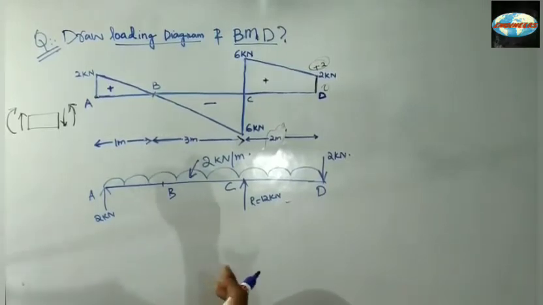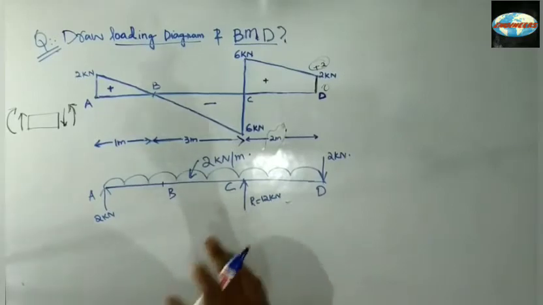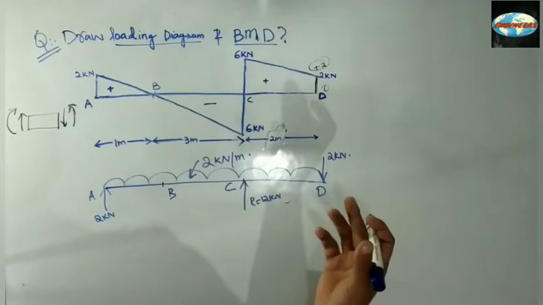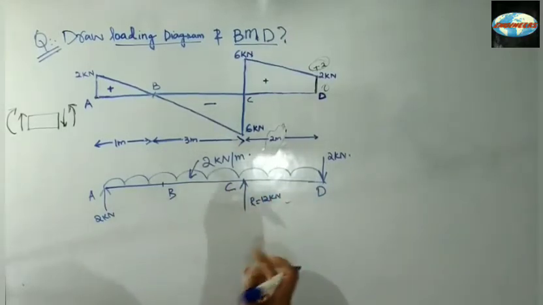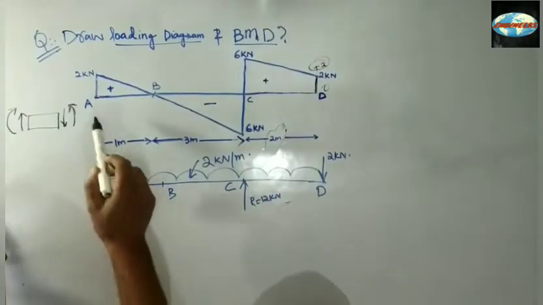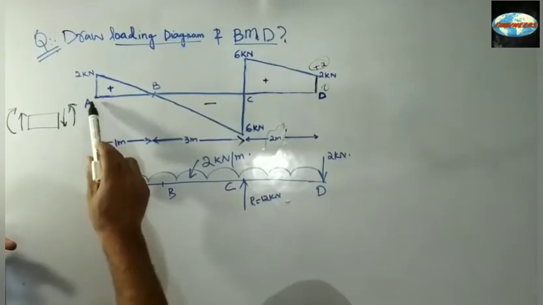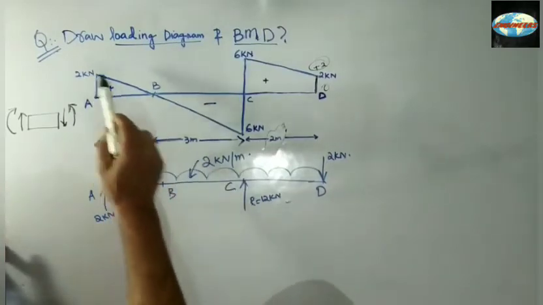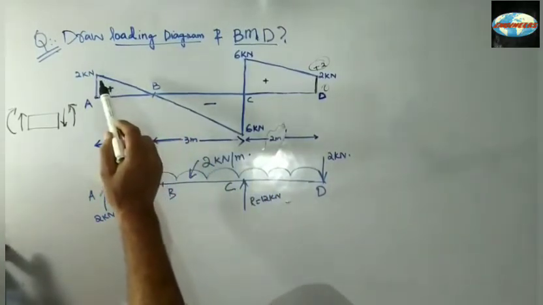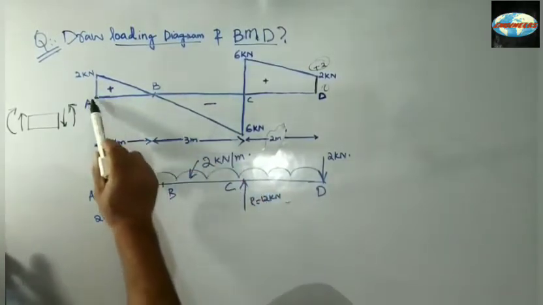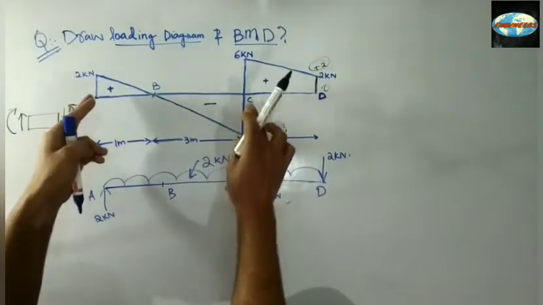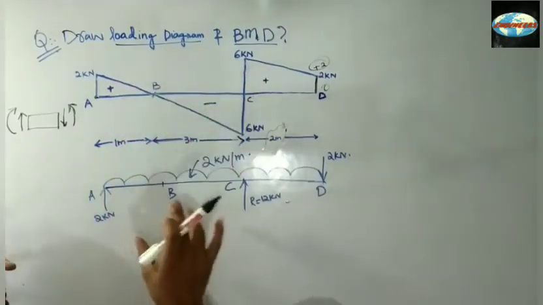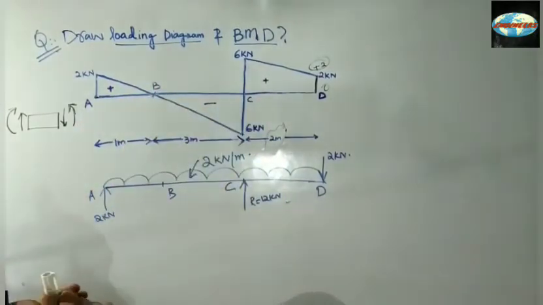Now let's draw the bending moment diagram. It's so easy to draw the bending moment diagram if you know the concept, if you know how to frame the equations. Now let's analyze the portion AC, because the portion AC is having a uniform shear force. Now let's frame a bending moment equation for AC in terms of x.